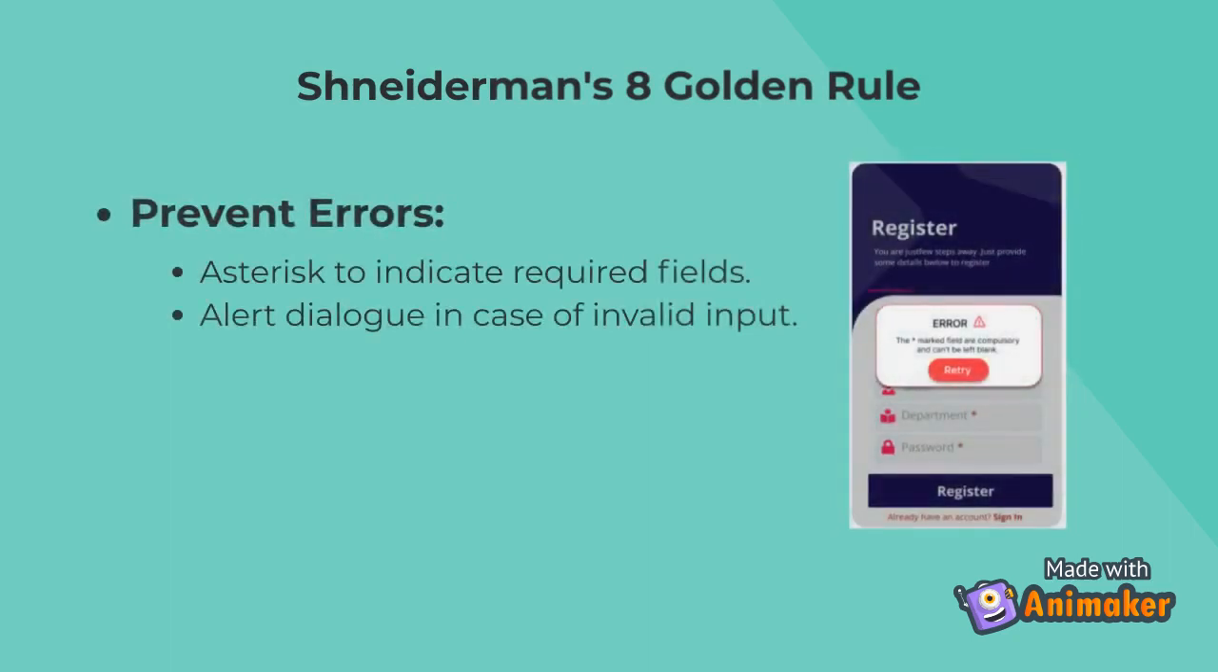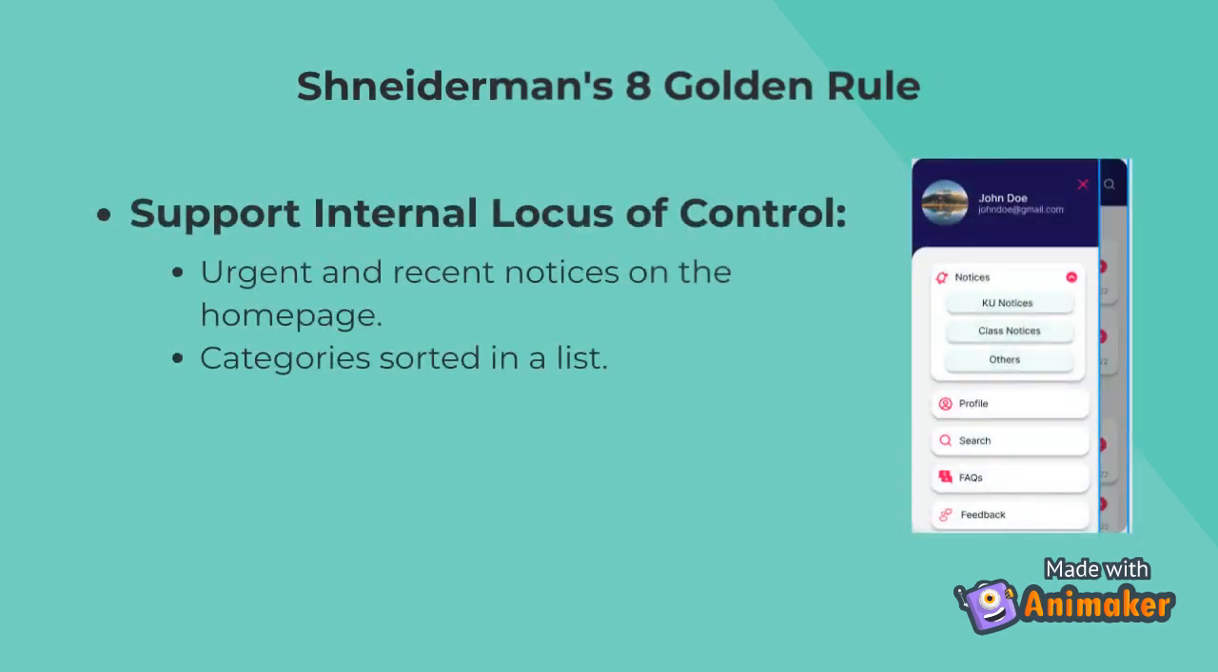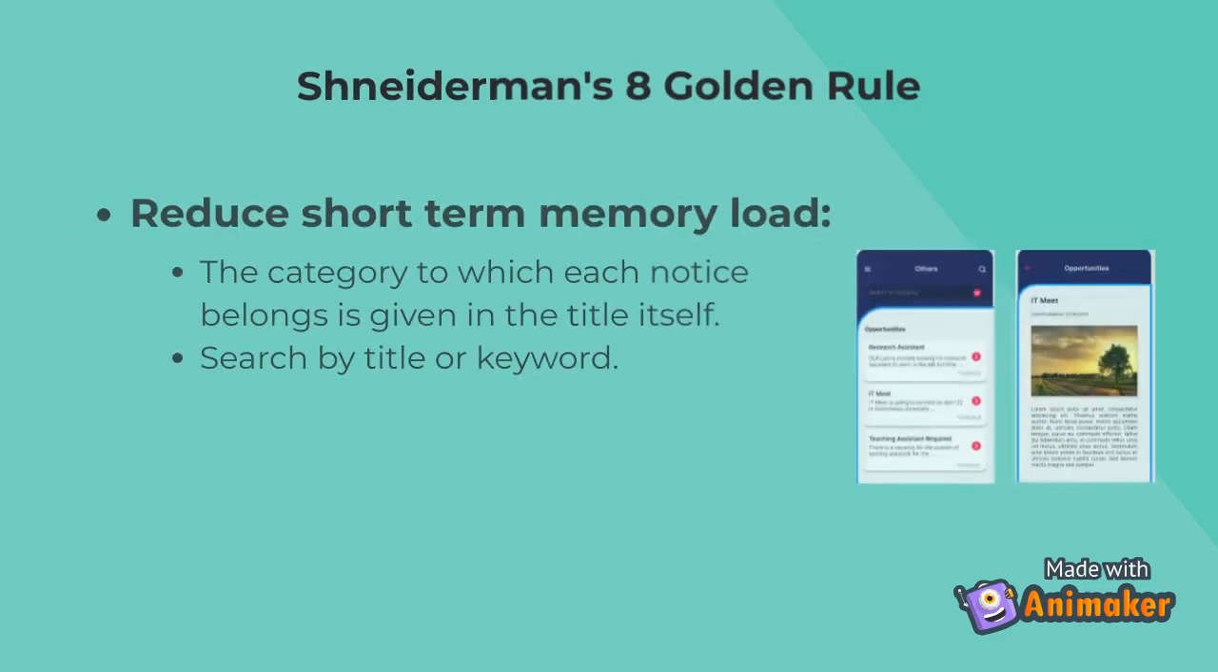We also used Shneiderman's 8 golden rules in our project. For preventing errors, we use an asterisk for the compulsory fields. Similarly, we also designed an alert dialog in case of invalid input by the user. For the internal locus of control, the urgent and recent notices have been placed on the homepage, and the categories have been sorted so that the user can directly go over there. To reduce the short-term memory load, we have always included the category name in each detailed page as well as list pages. Similarly, we have also implemented the search by title or keyword feature so that the user does not have to remember the date this notice was published.